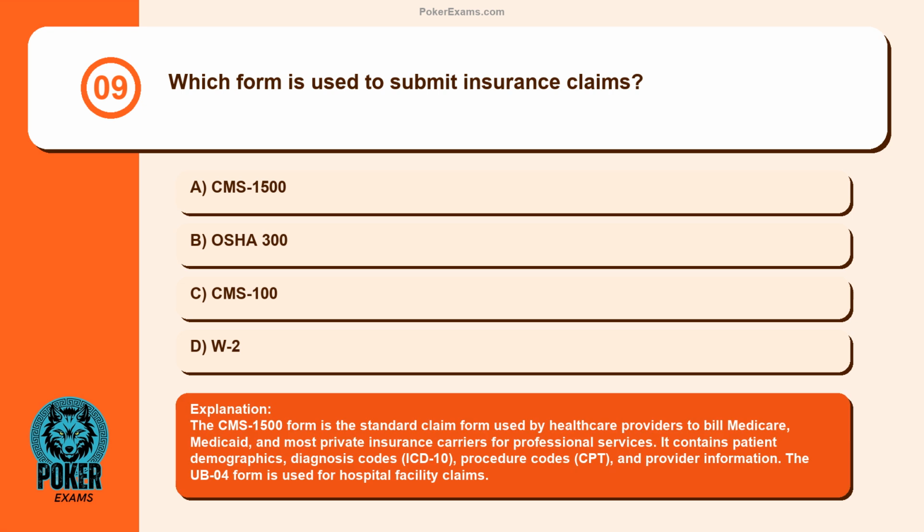The CMS 1500 form is the standard claim form used by healthcare providers to bill Medicare, Medicaid, and most private insurance carriers for professional services. It contains patient demographics, diagnosis codes, ICD-10, procedure codes, CPT, and provider information. The UB04 form is used for hospital facility claims.